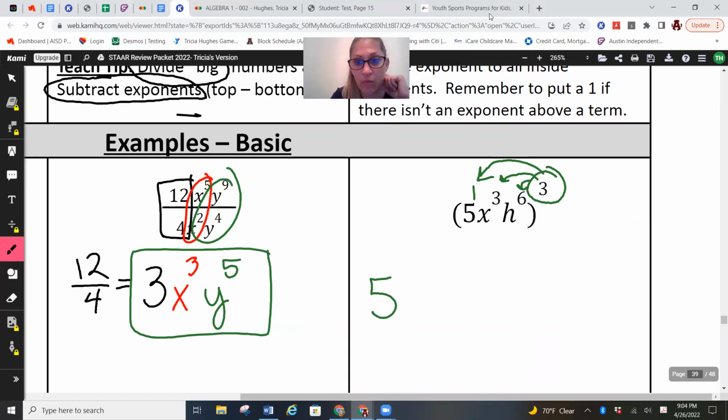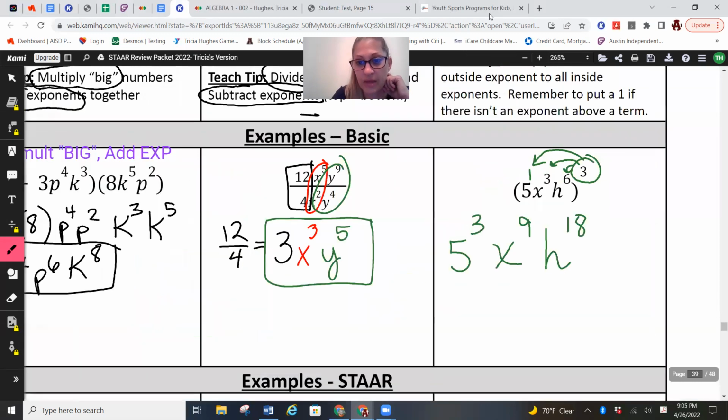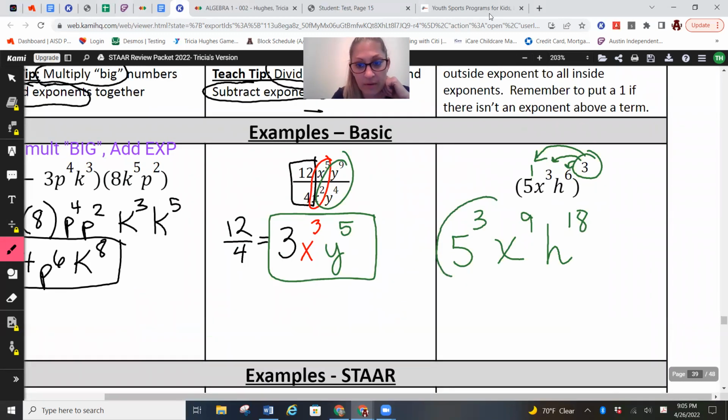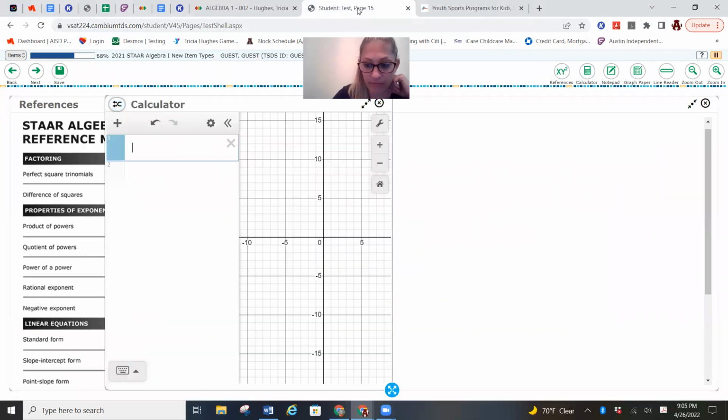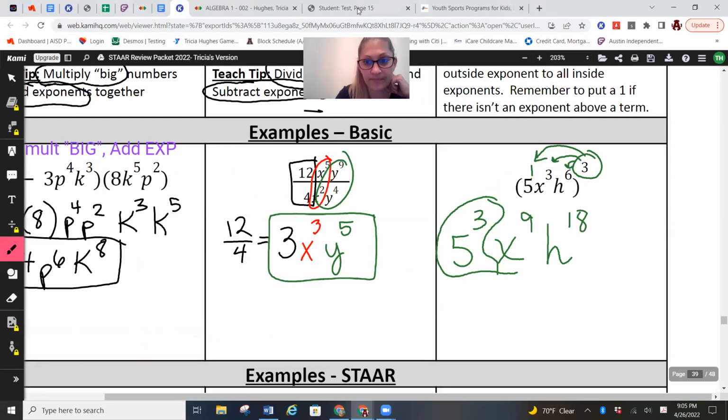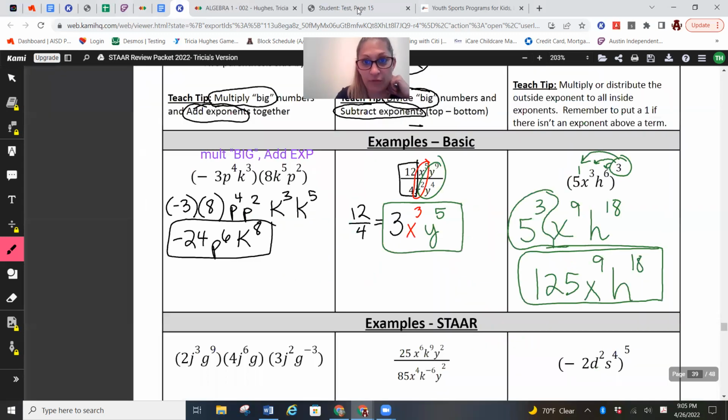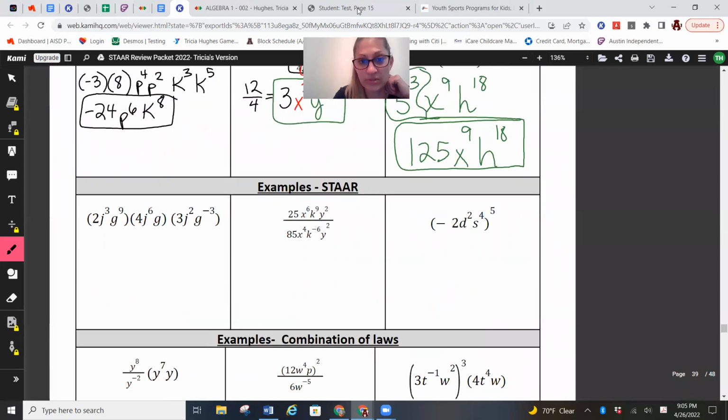Rewrite your base. 1 times 3 is 3. Rewrite your base. 3 times 3 is 9. Rewrite your base. 6 times 3 is 18. Simplify it. What is 5 to the power of 3? Now you can go back to your calculator and put 5 to the power of 3 is 125. And you are done. These are the 3 basic kinds of problems you're going to see most likely.